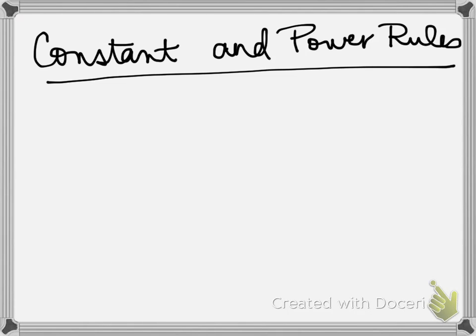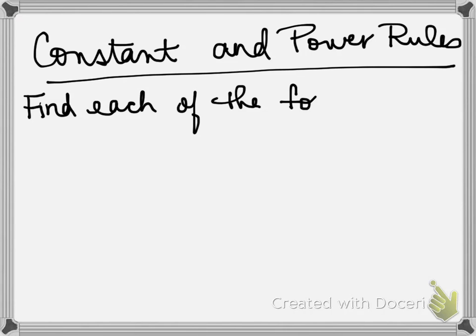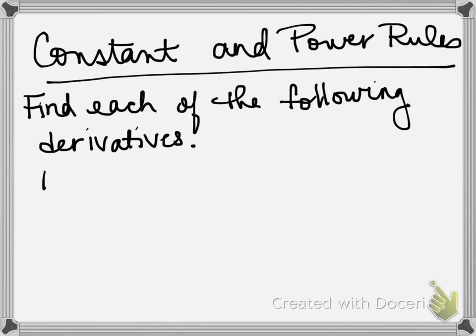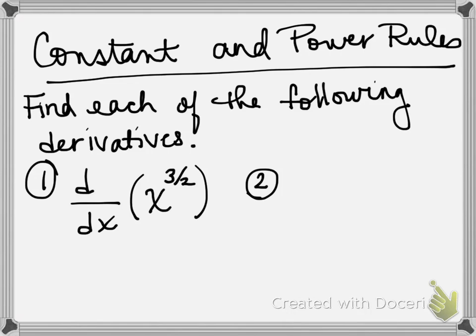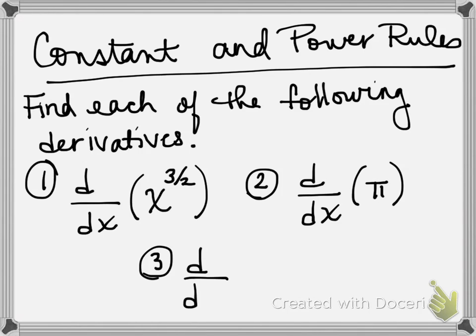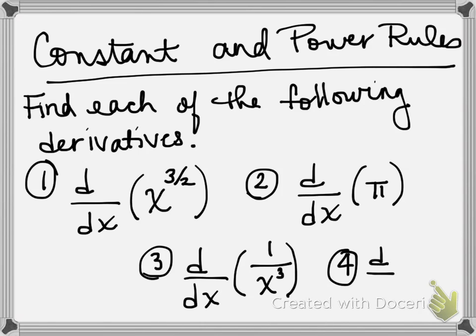Let's do some examples of finding derivatives from the rules. Specifically, we're going to use the constant and power rules in this video. So we're going to want to find each of the following derivatives: the derivative of x to the 3/2, the derivative of pi, the derivative of 1 over x cubed, and the derivative of 1 over the square root of x.